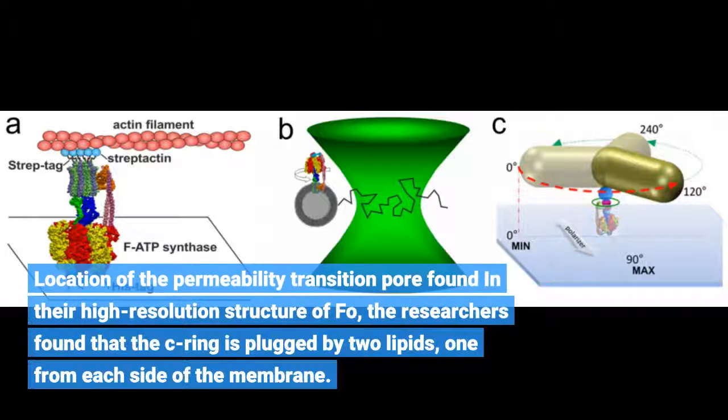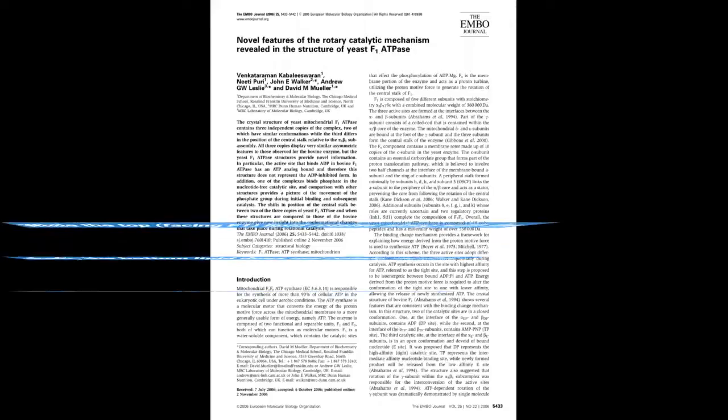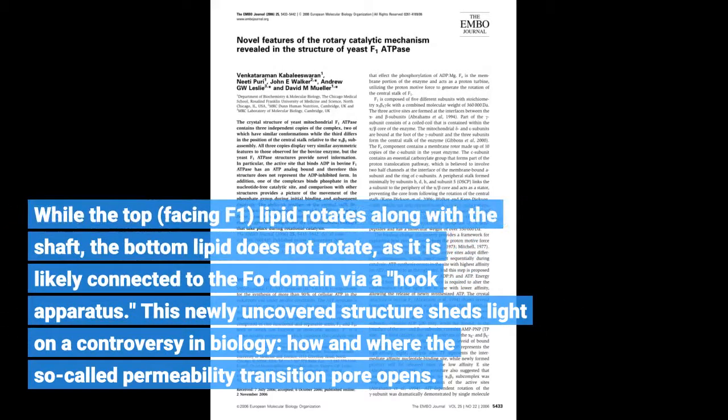Location of the permeability transition pore. In their high-resolution structure of FO, the researchers found that the C-ring is plugged by two lipids, one from each side of the membrane. While the top-facing F1 lipid rotates along with the shaft, the bottom lipid does not rotate, as it is likely connected to the FO domain via a hook apparatus.